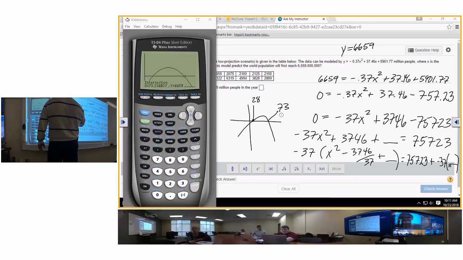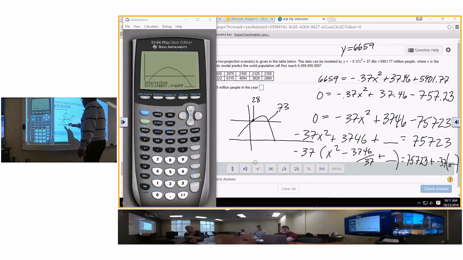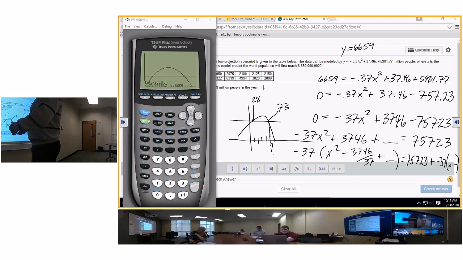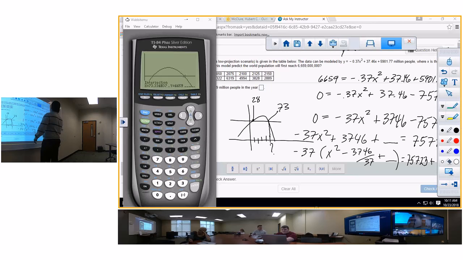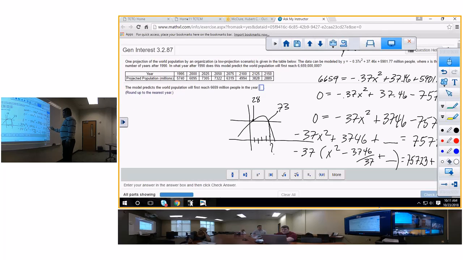Chances are it's going to ask for this one, because what is your population doing? It's going up, and then it's coming down. So that means that your years are progressing. So this year right here is probably what they want, because it's progressing. I don't think they want to go back, but we'll look at it and see what it says. All right, what does it say?